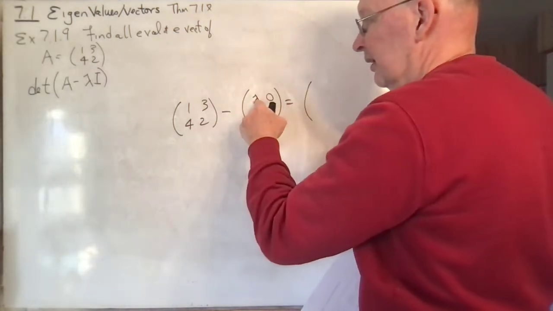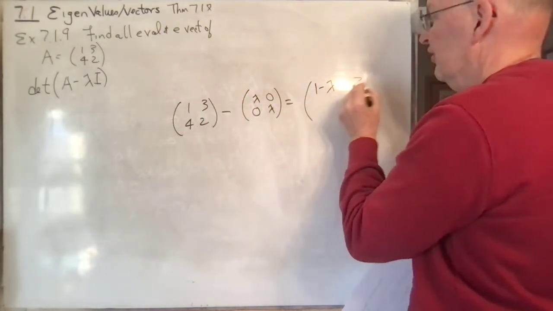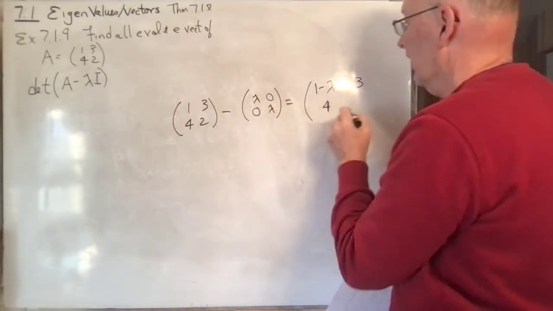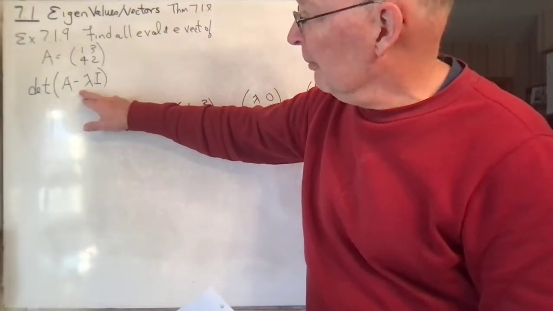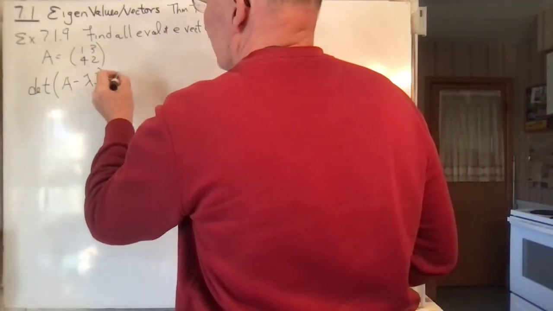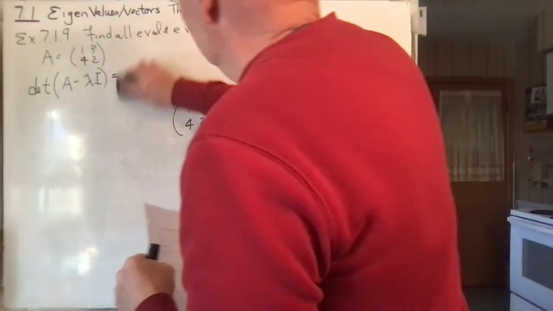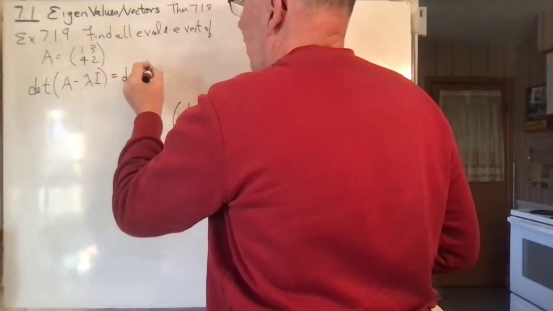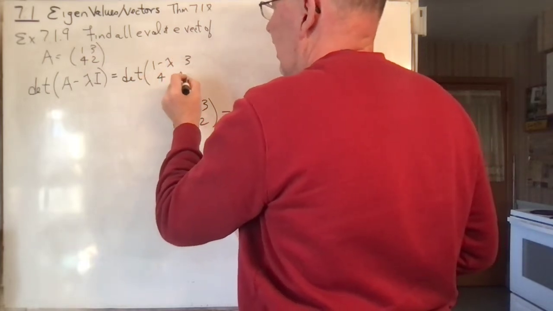So by subtracting it, it just means I take 1 minus lambda. This 3 just stays 3. This 4 just stays 4. And this 2 is going to be 2 minus lambda. See that? So when you see this, all it means is that you subtract lambdas down the diagonal. Okay? So this is just going to be equal to 1 minus lambda, and I want the determinant of that. So let me continue on with this. The determinant of 1 minus lambda, 3, 4, and 2 minus lambda.